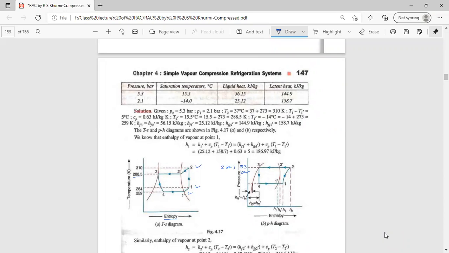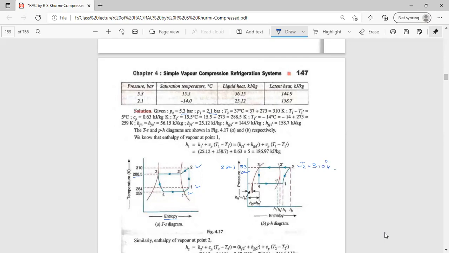So what is given? P1, the pressure at 4 and 1, is equal to 2.1 bar, and P2, the pressure at 2 dash and 3, that is the heat exchanger pressure, is given as 5.3 bar itself. T2, the temperature at the end of compression, is given as 37 degrees centigrade, which is equal to 310 Kelvin, and T1 minus T1 dash is 5 degrees centigrade. This isothermal rise in temperature is equal to 5 degrees centigrade itself.